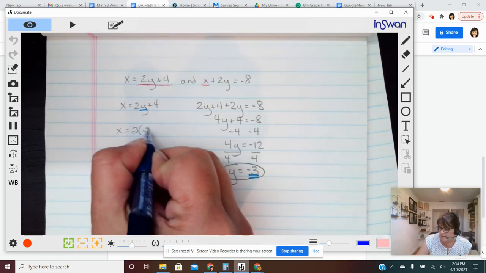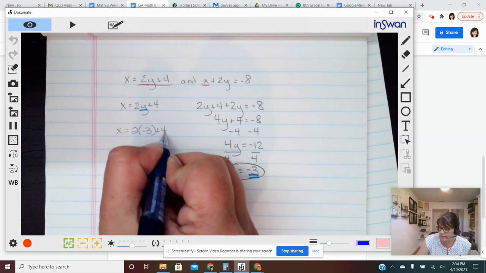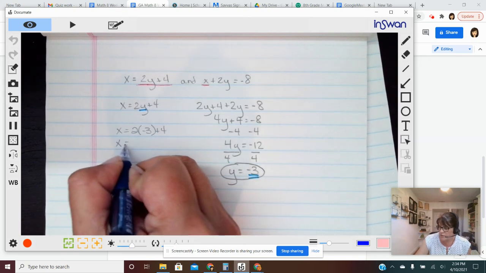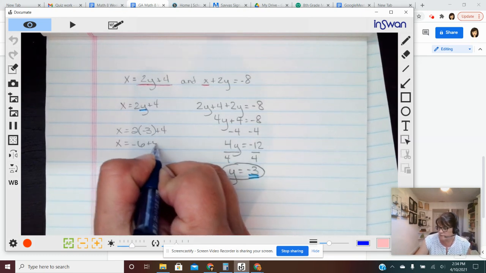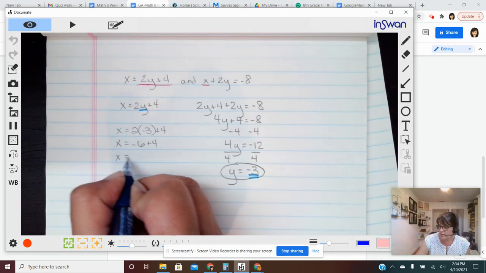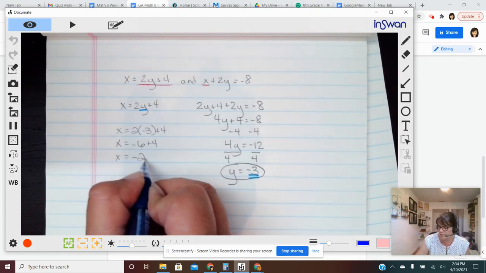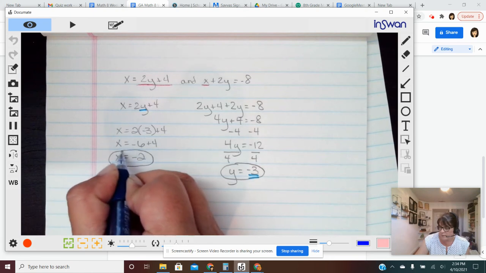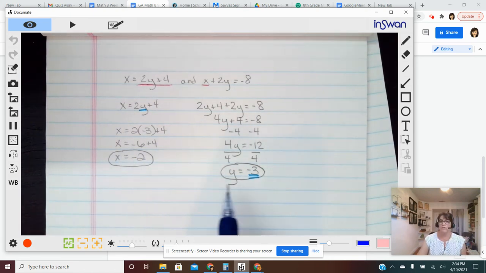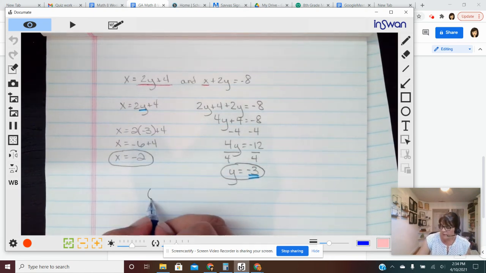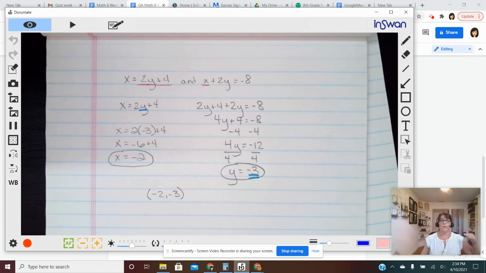2 times -3 plus 4. Now I'm just going to use order of operations. I'm going to do calculations with integers. Now I have two variables. I put them as a coordinate pair. I showed my work. I showed my thinking.